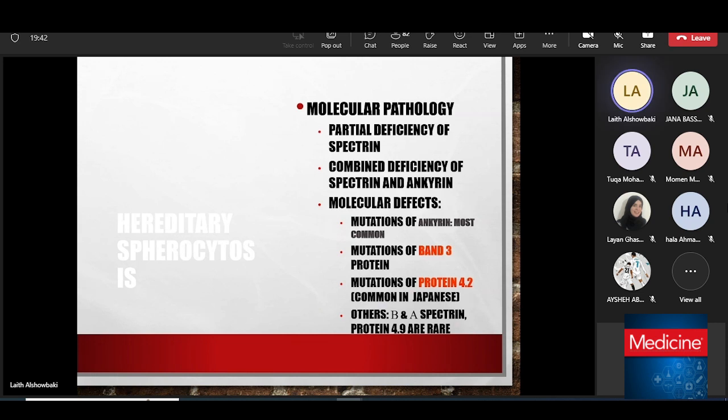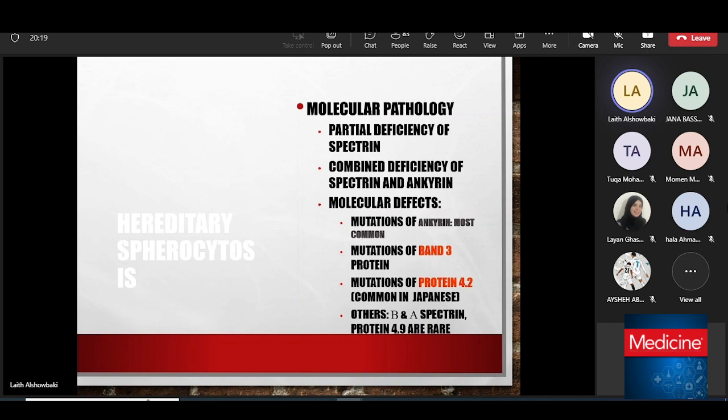As we mentioned before, in hereditary spherocytosis the defect is in the membrane. So even if you remove the spleen, the defect in the red blood cells will not go away, and the ability for those blood cells to be destroyed will likely remain high, regardless of the removal of the spleen. So molecular pathology: partial deficiency of spectrin in the membrane, combined deficiency of spectrin and ankyrin in the membrane.